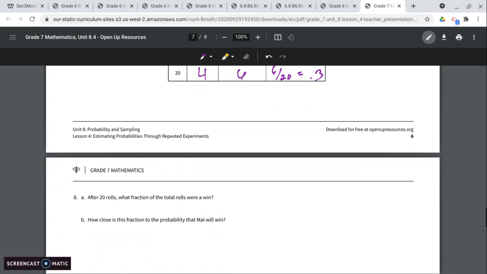So after 20 rolls, what fraction of the total rolls were a win? That would be 6/20. How close is this fraction to the probability that Mai will win? We have 6/20. We thought it'd be 1/3, and 1/3 minus 6/20 is going to give us 1/30. So it's very, very close to being what we're looking for, that actual expected probability.